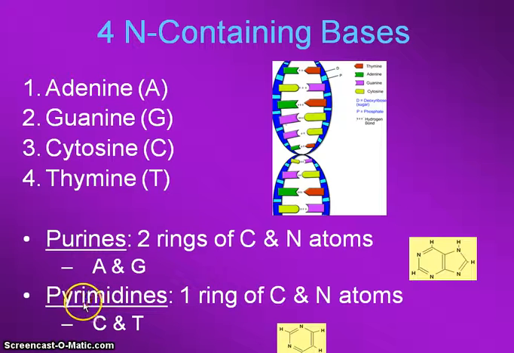An easy way to help you remember which ones are purines and which ones are pyrimidines, the way I do it: cytosine has a Y in it, thymine has a Y in it, and so does pyrimidine. So that's how I remember that those two are the pyrimidines, and then that must mean that adenine and guanine are the purines.